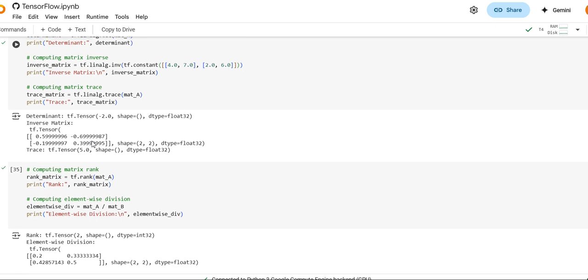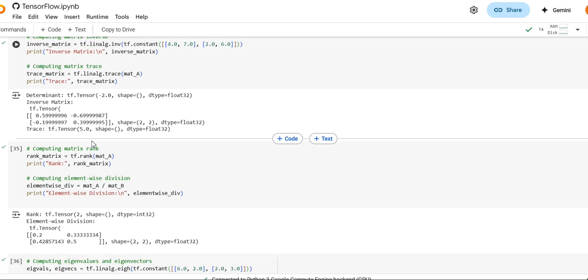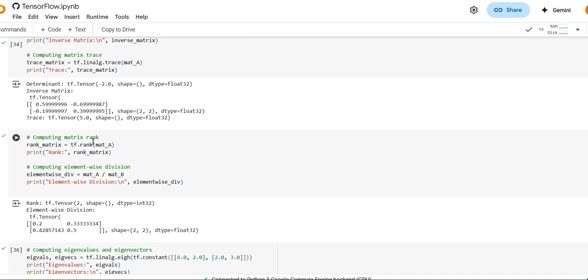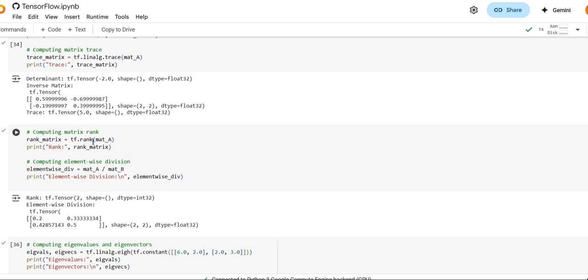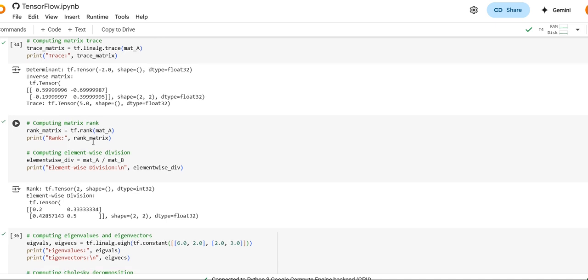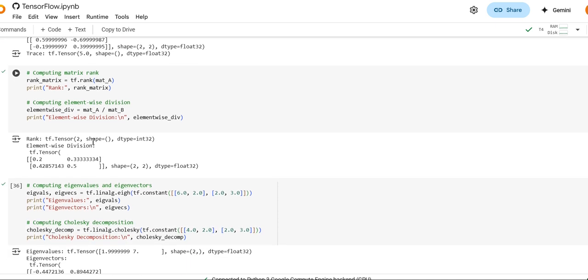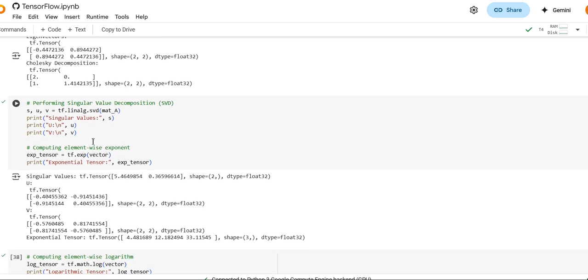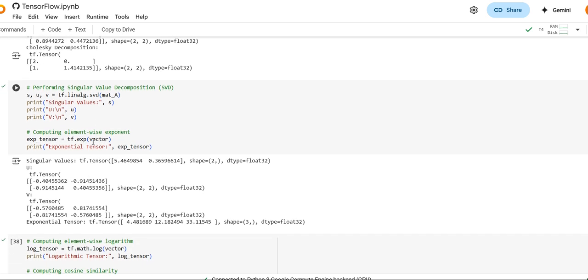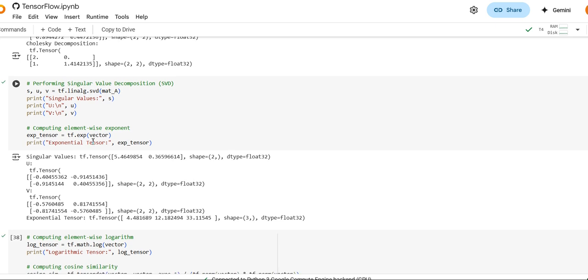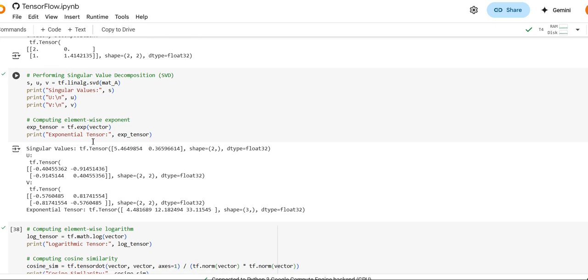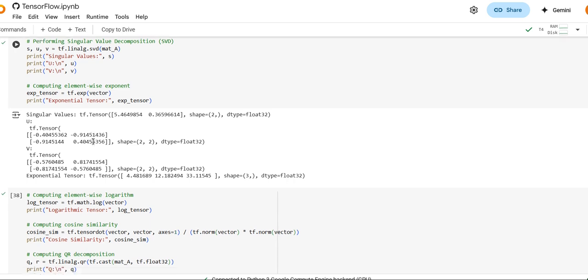Eigen decomposition and Cholesky. So use the eigh function for symmetric matrices to get eigenvalues and eigenvectors, and Cholesky is a fast decomposition for positive definite matrices. Moving on to SVD, exponential and log. So SVD is the backbone of PCA, therefore the principal component analysis, and recommendation systems. We also show element-wise exponential and log operations.